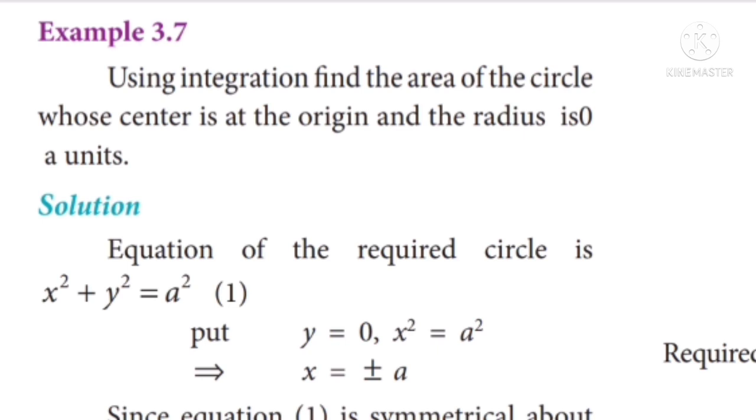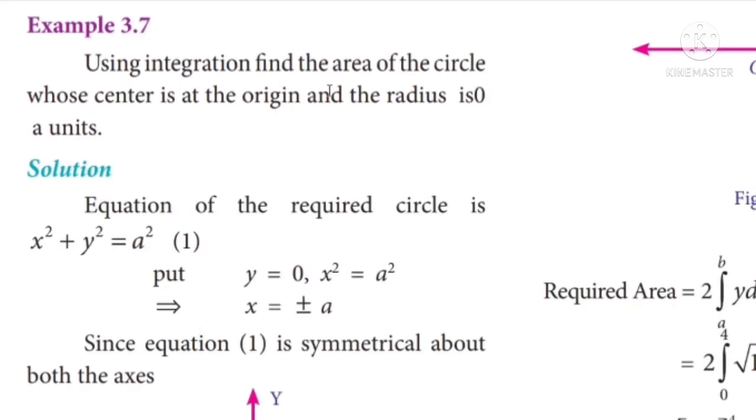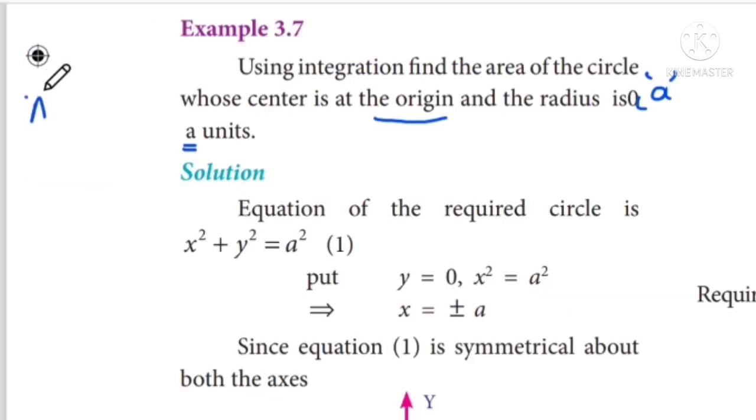Example 3.7. Using integration, find the area of the circle whose center is at the origin and the radius is a units. You all know the area of a circle is pi r square, so you will get the answer here, pi a square. The radius is given as a, so it is pi a square.